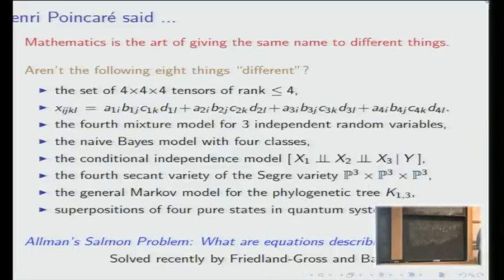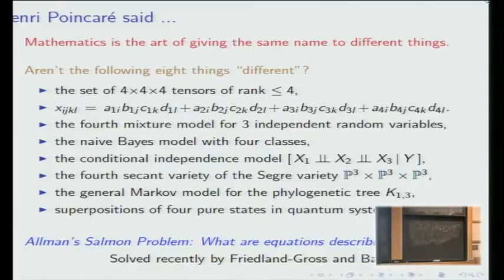Now, what's math? Well, poetry, it has been said, is the art of giving different names to the same thing. Mathematics, on the other hand, is the art of giving the same name to different things. So here are a bunch of things that look very different on the face of it. For example, the set of tensors of bounded rank, 4 by 4 by 4 tensors of rank at most 4. I like the number 4 because that's the cardinality of the set ACGT, the nucleotides. Here is the parametric representation, then the mixture model for independent random variables, the naive Bayes model, the conditional independence model.